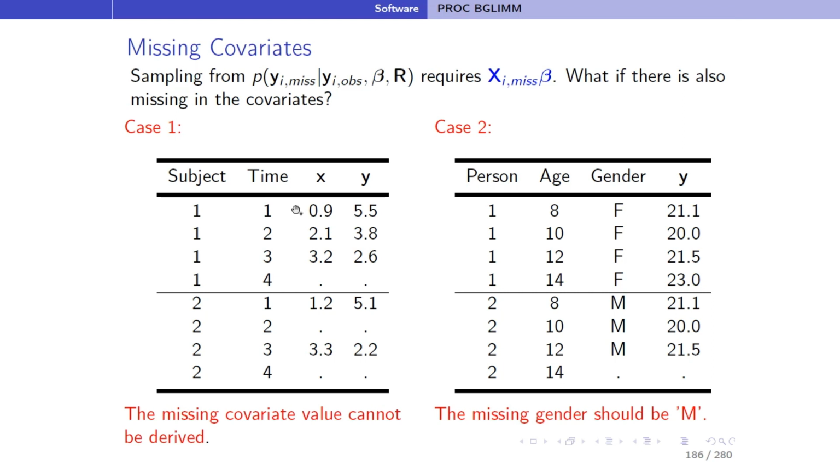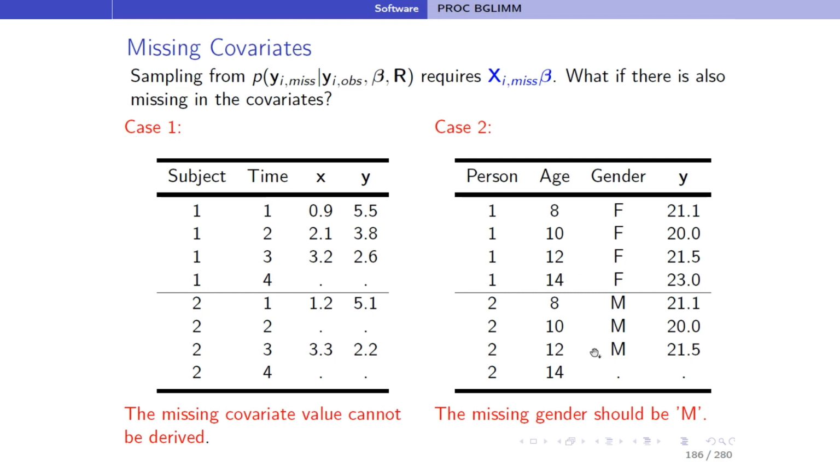If we have only missing Y, but the covariance information is known, we can impute the missing response mu and sample missing Y as part of the Markov chain. But what if situations arise where there's missing covariance? Okay. So here's the example. Case 1, I have 1, 2, 3, 4. The fourth observation, I'm missing both covariance and Y.